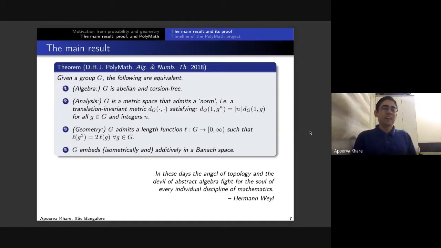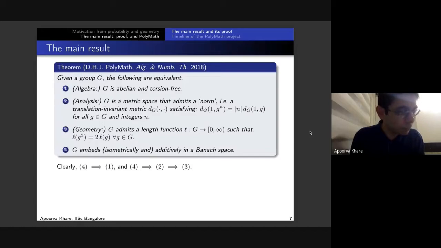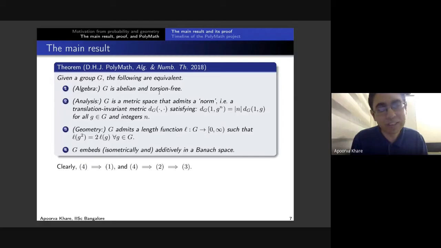So the goal of the rest of this talk is to actually prove these results. So I'm going to prove everything for you, if I can. So clearly, if G embeds in the Banach space, then it's abelian and torsion-free. And it's a metric space that admits a norm. And of course, 2 implies 3 is obvious. If it is bi-invariant, then it's left invariant. And if it's n homogeneous for all n, then it is 2 homogeneous. So all these implications are trivial.